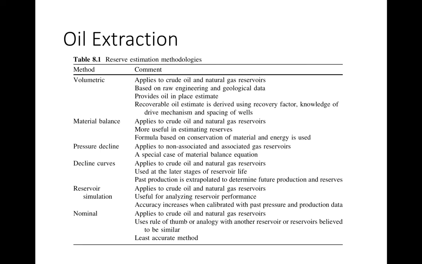The final and least accurate method is to use the nominal approach, and this is where you have an engineer with years or decades of experience. They can tell you based on inferences how much oil will be available in a given well. It's fairly quick to do. There are people who are really well known for doing this, but it is in fact the least accurate method.